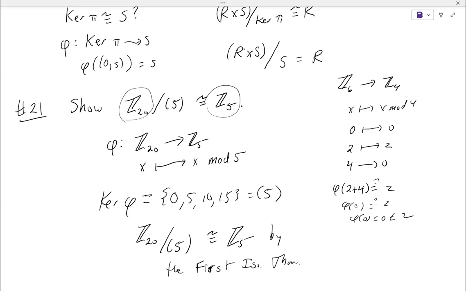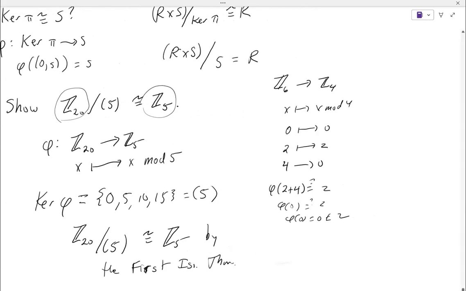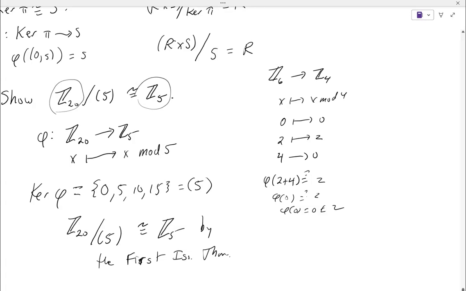Let's do another one. Actually, let's go back over to this example with the Z6 to Z4. I can't make it onto Z4. However, I can make a homomorphism out of this. So let me cross this out. Let's take X to 2X mod 4.